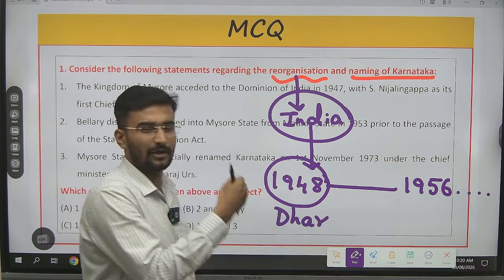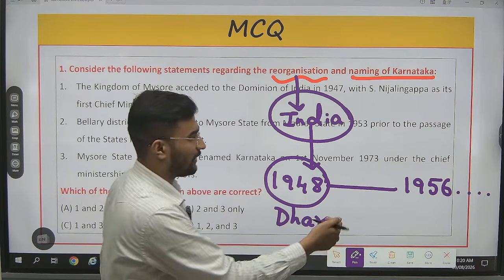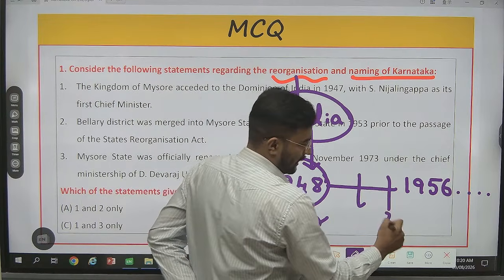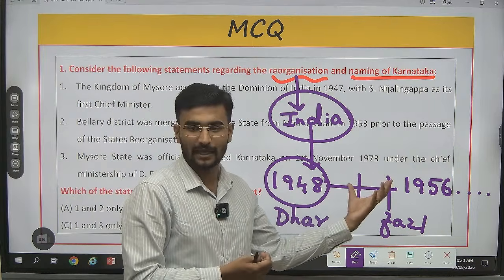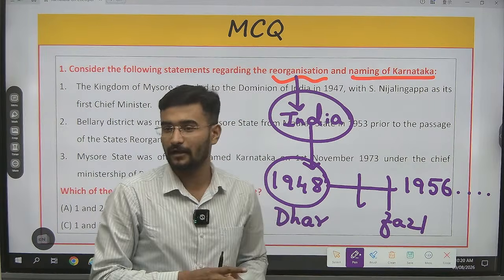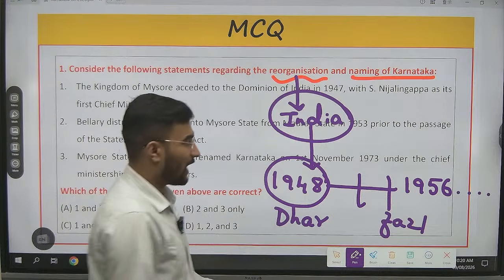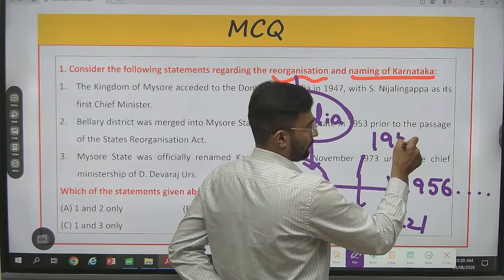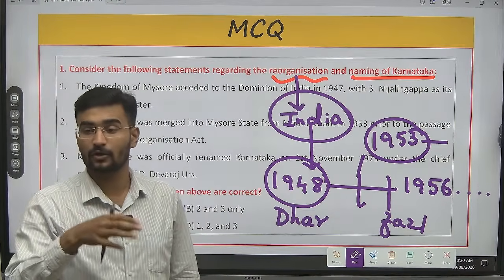The Dar Committee, then the second committee, we call it the JVP Committee. And the third one is the Fazal Ali Committee. You are aware of these. But along with these, which is the first state which was created? The first state created here is Andhra Pradesh, and the recent state created is Telangana in the year 2014.